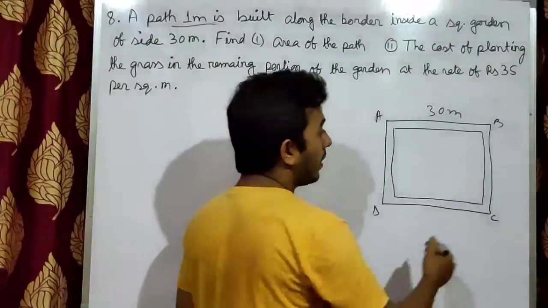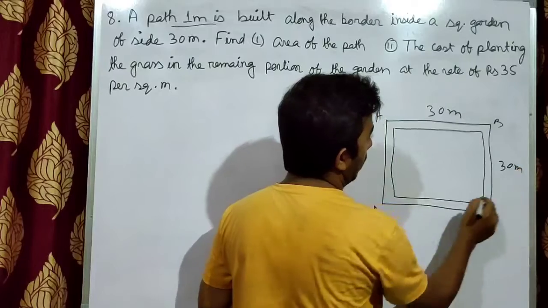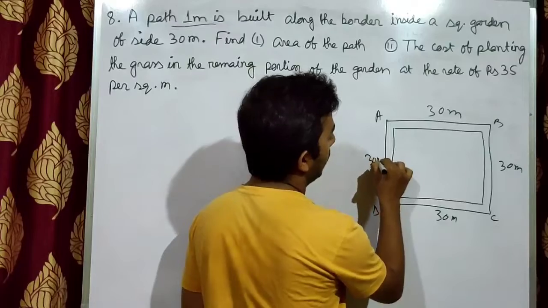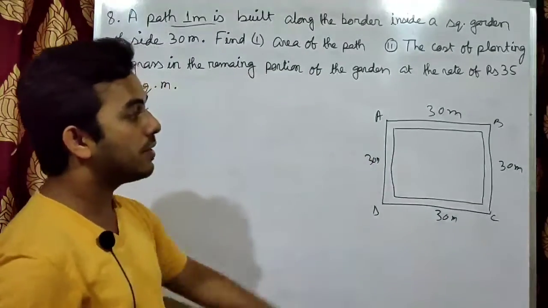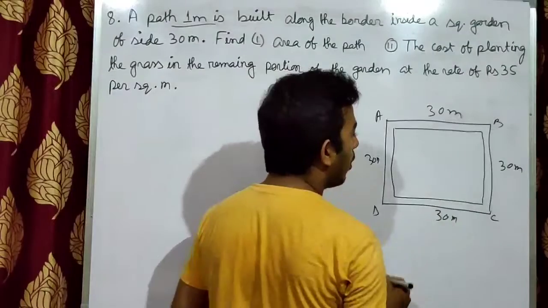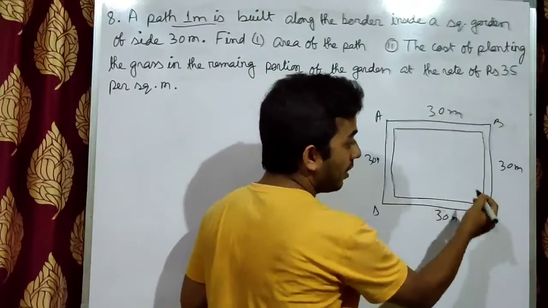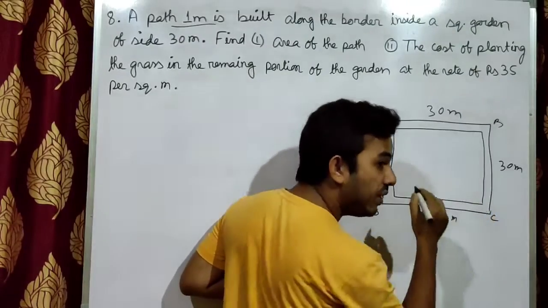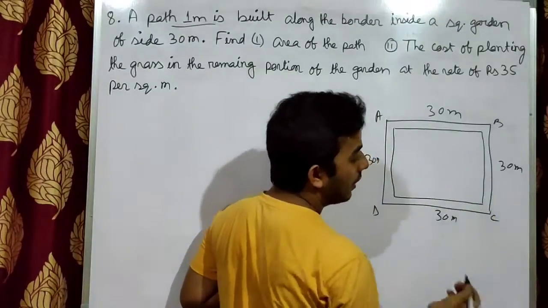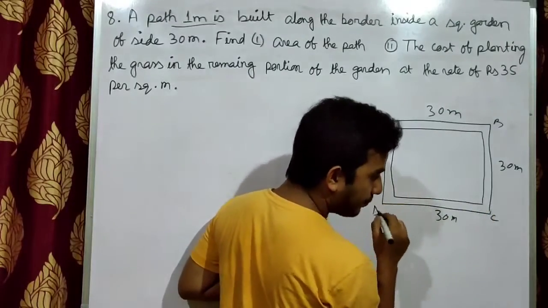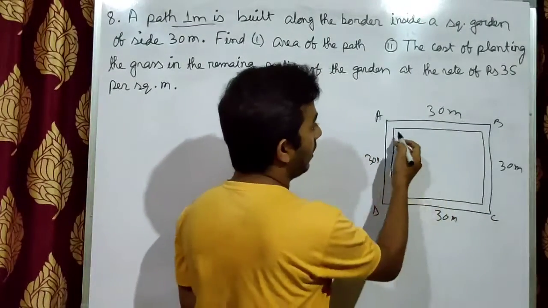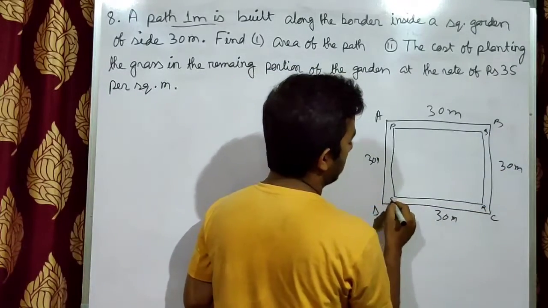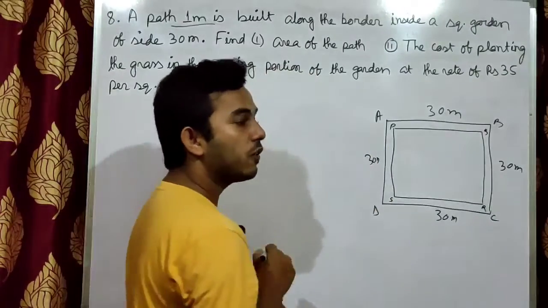So from the figure, the length of AB, BC, CD is 30 meter, right? Now since a 1 meter path is built inside the square, each side will be how much? In earlier cases we have added, right? Now in this case we will subtract. Why? Because it is inside. If it was outside, we should have added. Now this is inside, right? Let us give the names P, Q, R, S. Let us find out the length of PQ.